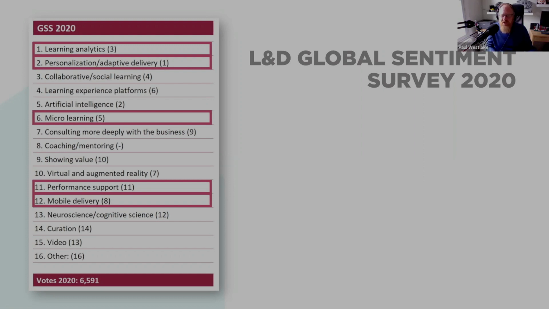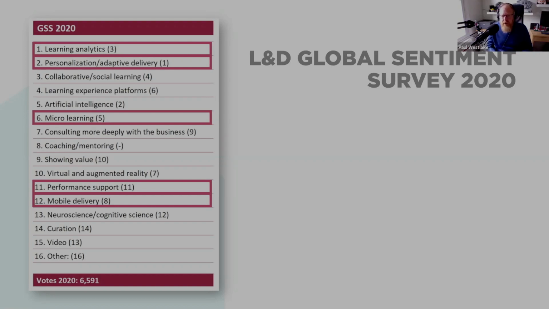However, it's interesting to see that the L&D teams were interested in getting involved with learning analytics. So learning analytics allows us to look at learning behavior and then personalize or adapt delivery based on that. They're the top two things that came out of this poll. Microlearning is in there. Performance support and mobile delivery are all there again. So it's not just us that think it, the teams themselves are actually asking for it.